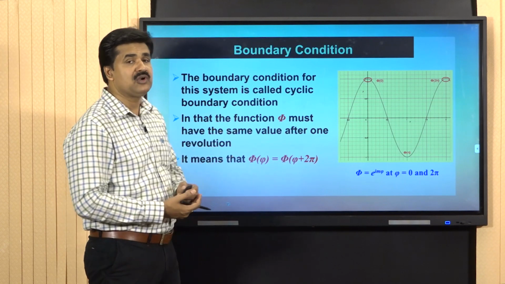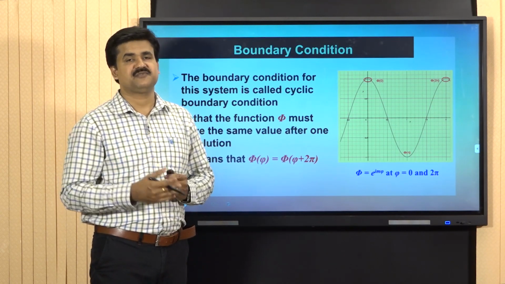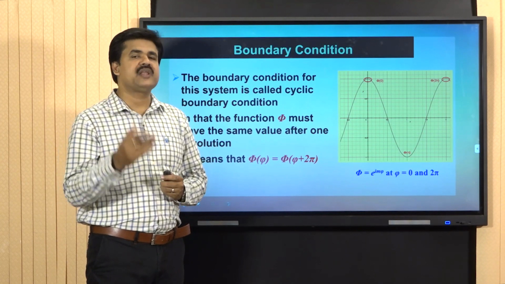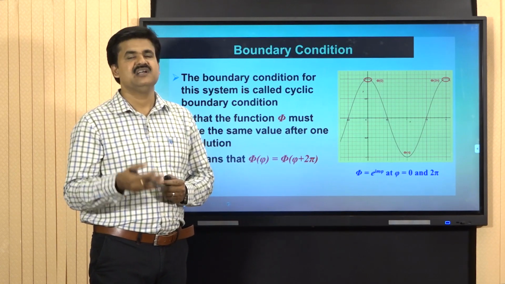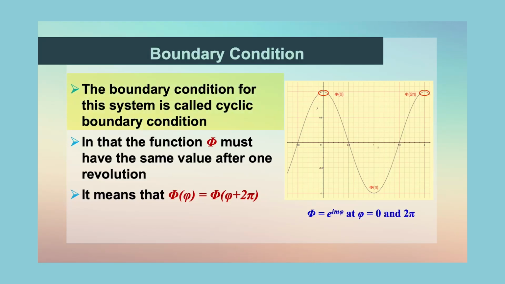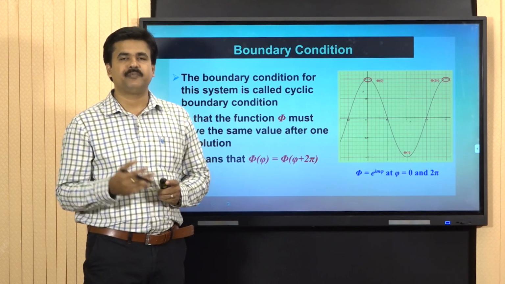Now the boundary conditions. The boundary conditions are very, very important as far as the variable phi is concerned. It should be noted that the Schrodinger equation contains only one variable, phi. Therefore, we have to think about the boundary condition or the variation of phi. The boundary condition for this system is called the cyclic boundary condition. In that, the function Phi must have the same value after one revolution. One revolution means 360 degree. 360 degree equals 2 pi radian.